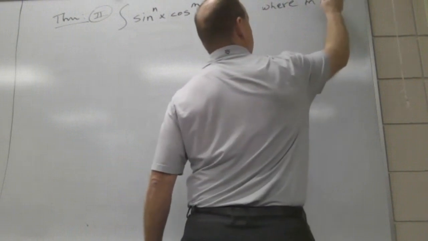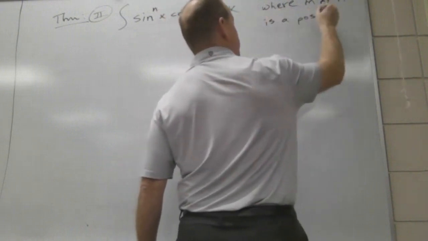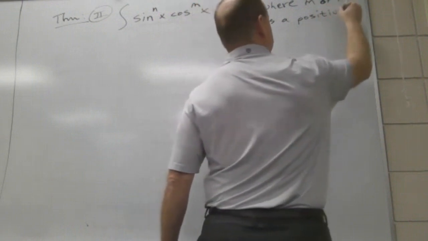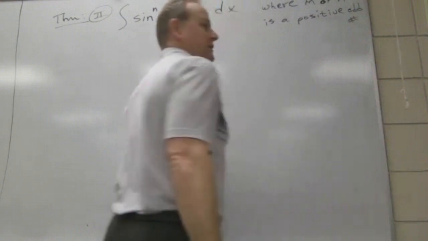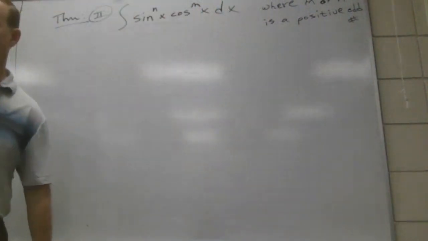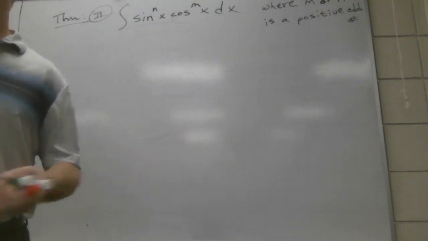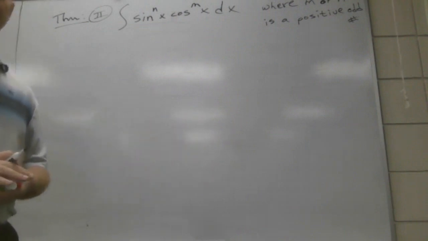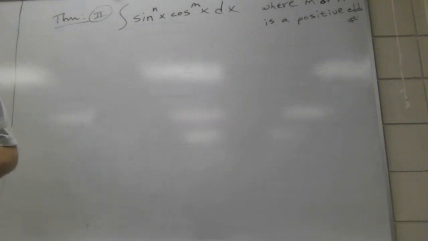Where m or n is a positive odd integer. And instead of saying integer, I'm just going to write number. Okay, positive odd number. Because I mean, pi's not odd, right? That doesn't make any sense. So I'm just going to write number, which is pretty evident here.